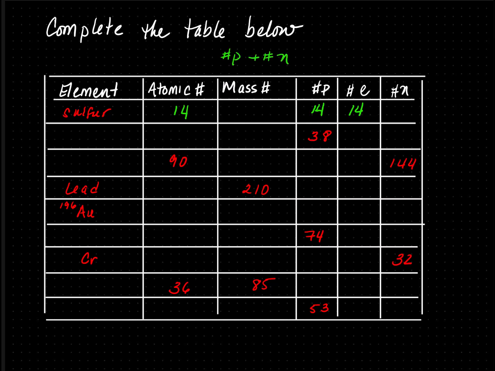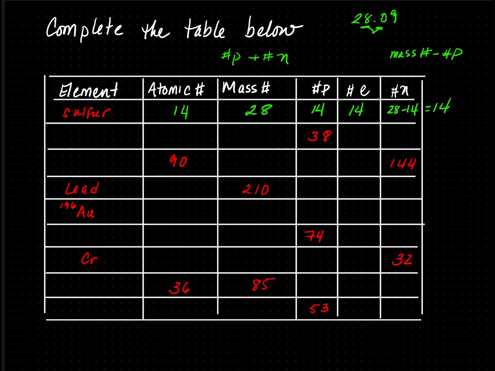The number of neutrons was not given, so we need to find the atomic mass on the periodic table and round it to the ones place. On my particular periodic table, the atomic mass for sulfur is 28.09. Rounded to the ones place, I look one to the right, so this is 28. How do I find the number of neutrons? The number of neutrons is the mass number minus the number of protons, or the atomic number. So this is going to be 28 minus 14, which equals 14.